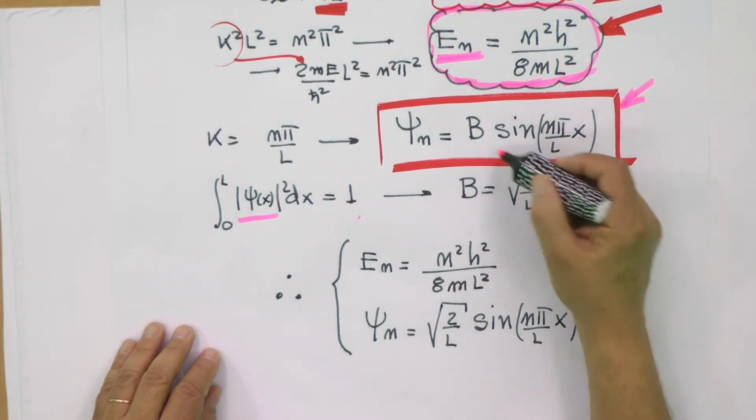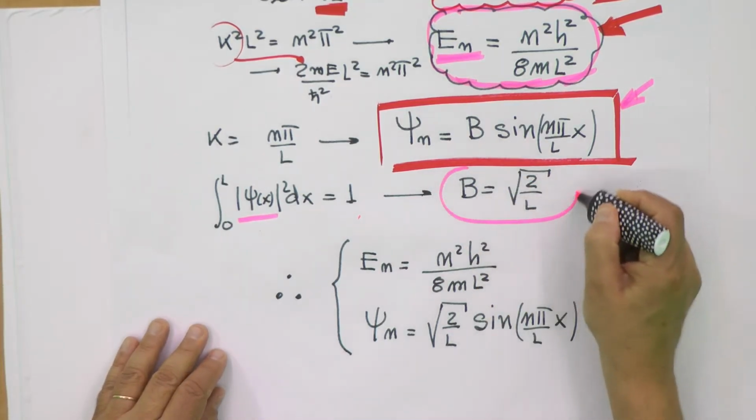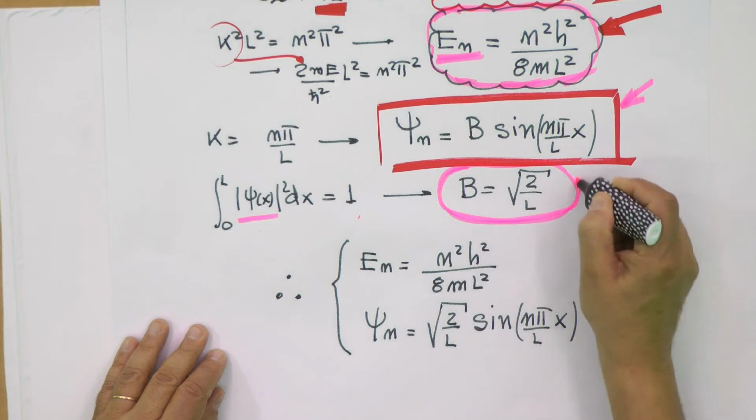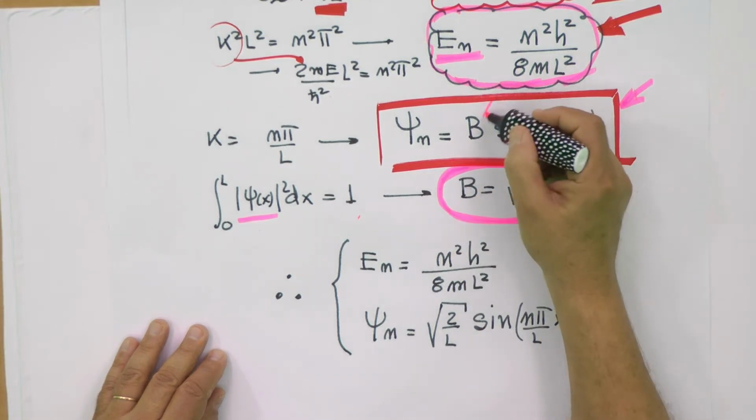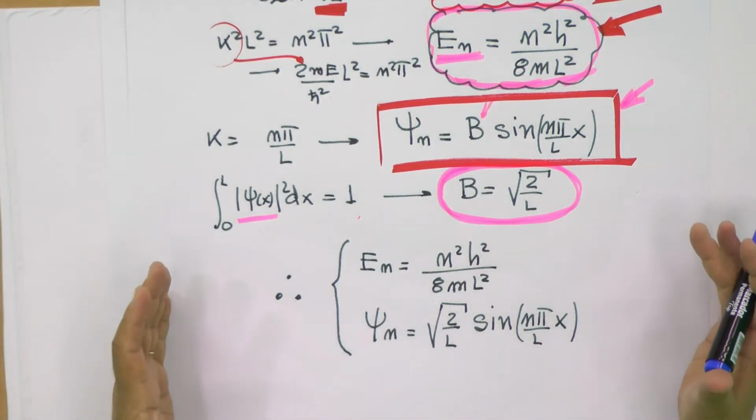That integration of sine everybody knows how to do. You can get what is the b that satisfies that condition. So normally the coefficient is not free. It must obey some other properties of the system. So here we are with a particle in a box.